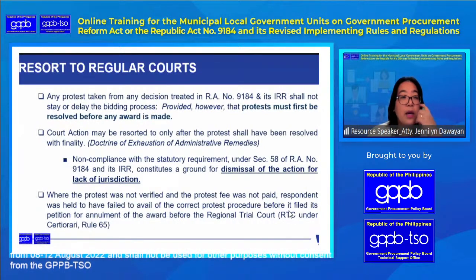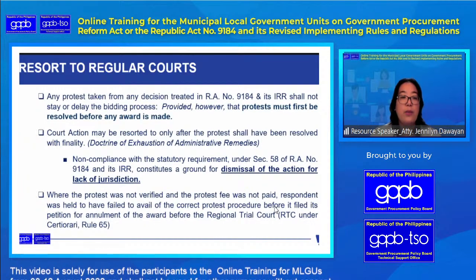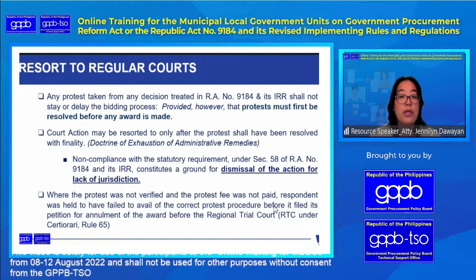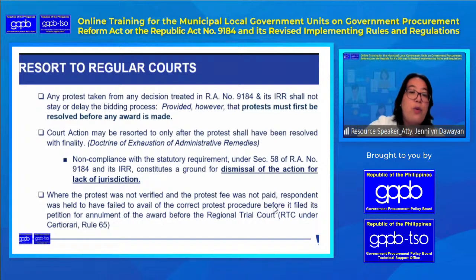And what is the effect if the protest was not verified and the protest fee was not paid? Then the respondent or any bidder will be considered to have failed to avail of the correct protest procedure before it filed its petition for annulment of the award before the RTC.